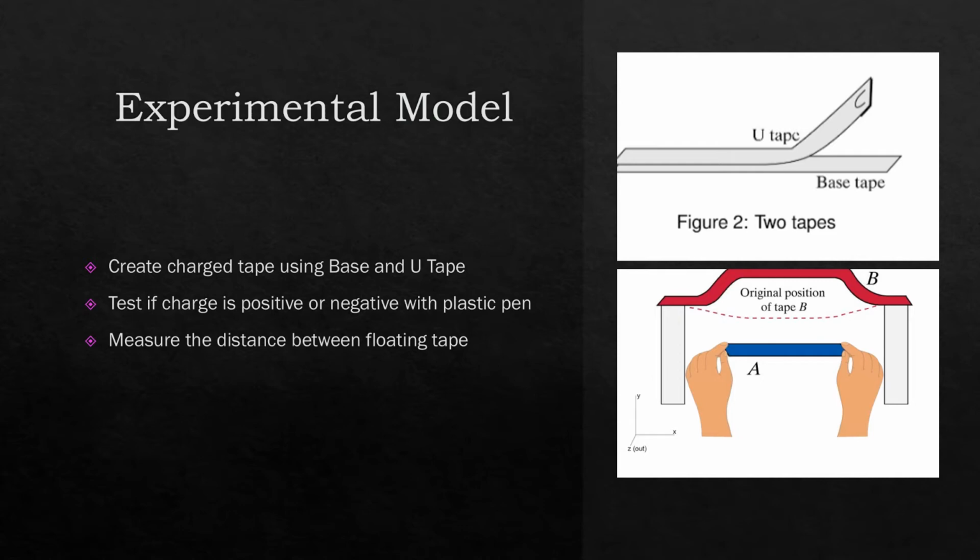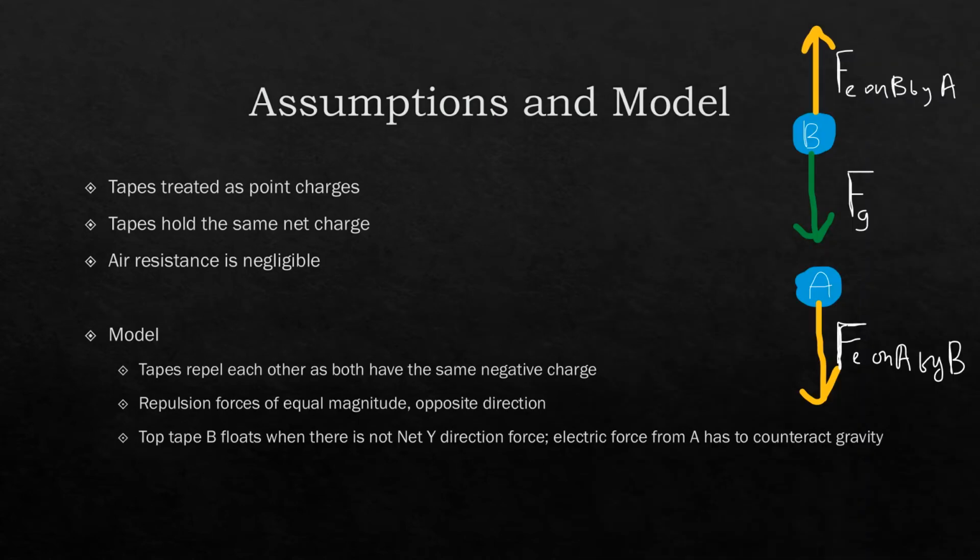charged. Then, with two or more pieces of charged tape, we lift one piece of tape below the other, as shown by the diagram, until the top piece is floating, and then we measure the distance at which it started to float. The assumptions we need to make for the models in this lab are that the tapes are treated as point charges, and the tapes hold the same net charge.